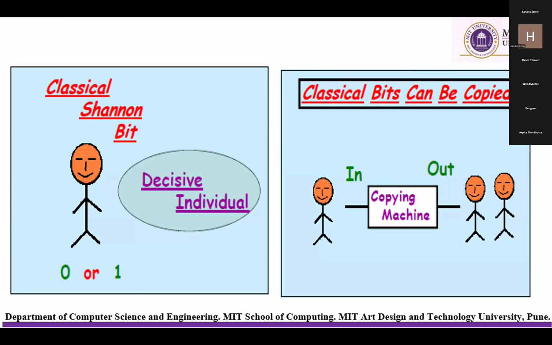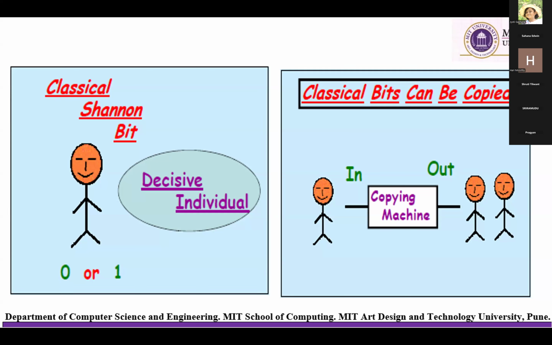The pictures here depict classical computing using bits to represent information, where each bit is either 0 or 1, forming the foundation of traditional computation. A classical Shannon bit is decisive, meaning it can only exist in one state at a time, either 0 or 1. This simplicity makes classical bits easy to store, transfer, and manipulate.